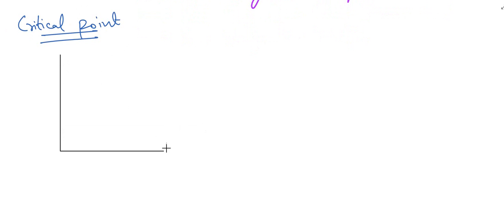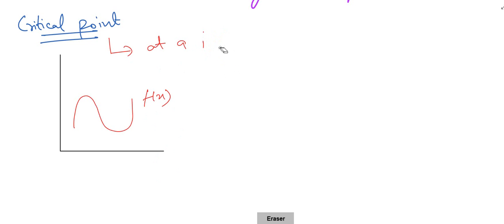Critical points. So what is a critical point? Let's take a graph first. Let's take a graph like this, and let me draw it. If this graph is of some function f(x), then a critical point at a is defined if f'(a) = 0.